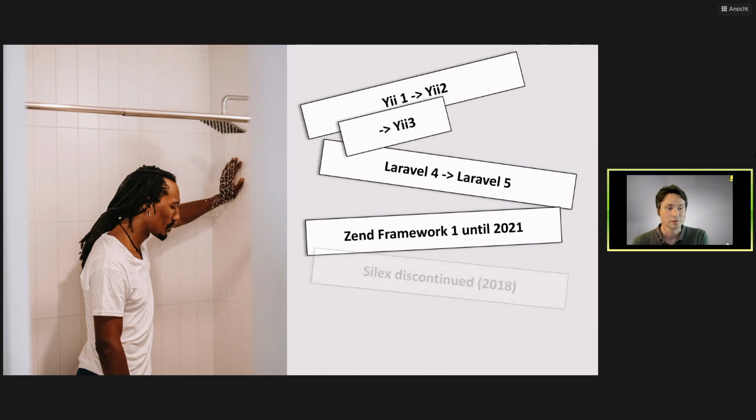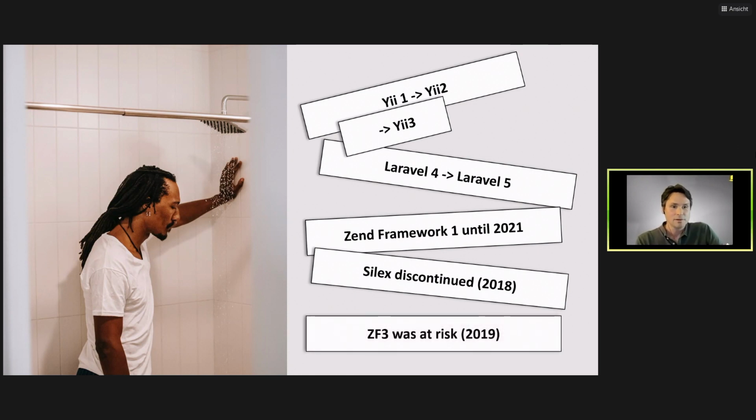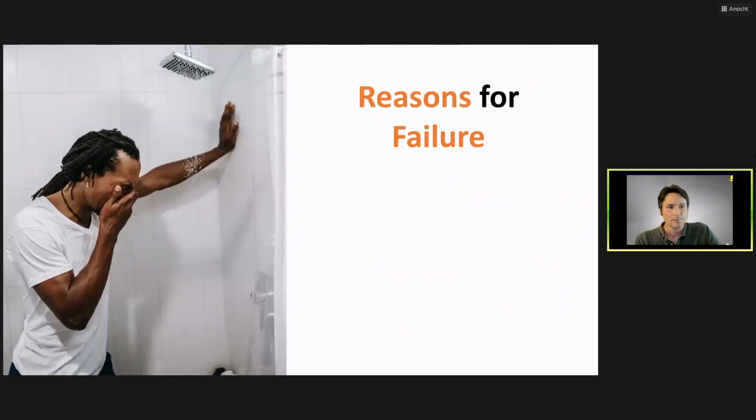I don't know. Silex was discontinued in 2018. So if you based your code on that framework, oops. I mean, there's a migration path to Symfony, I guess. But since there are a couple of Silex forks still alive, I guess this tells the story as well. And as I said, Zend Framework 3 at some point, until it was taken over by the Linux Foundation, was at risk. So you never know if this would have been continued.